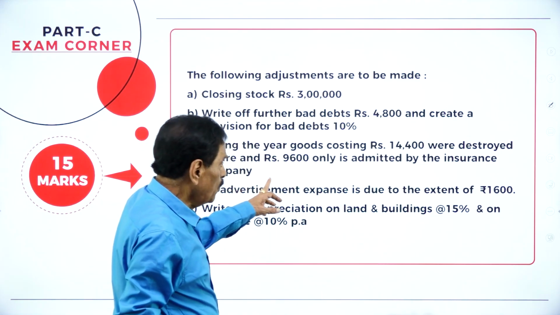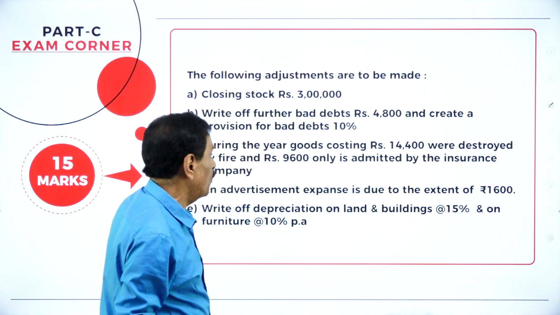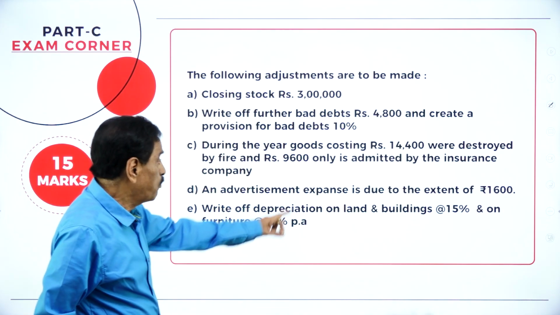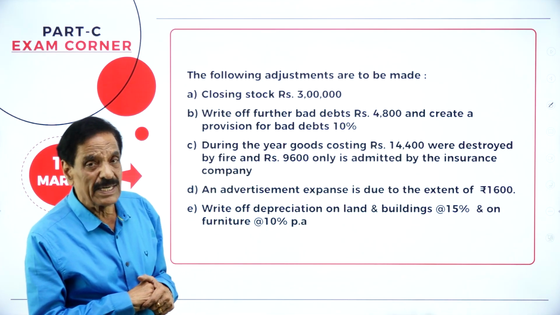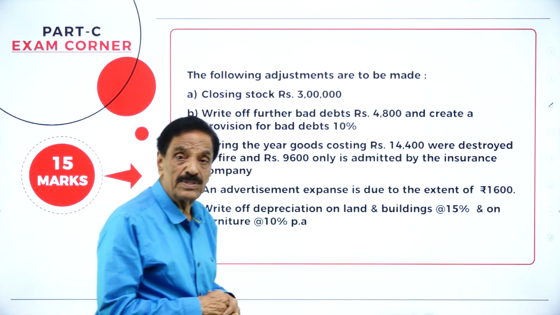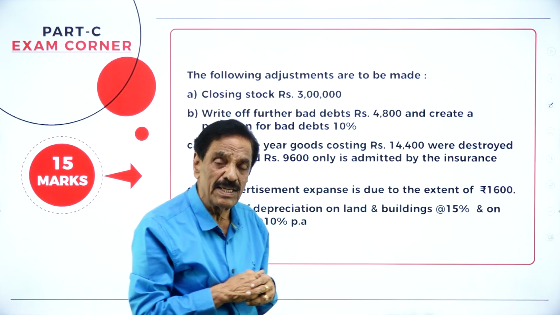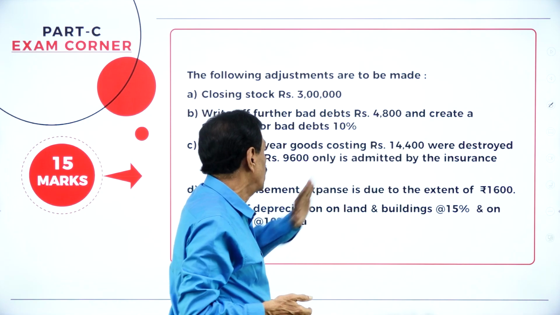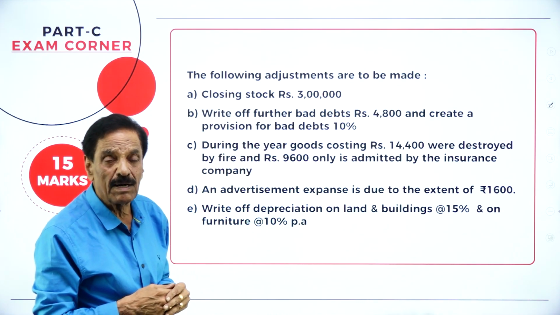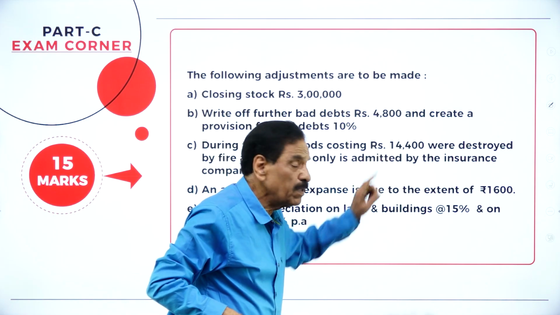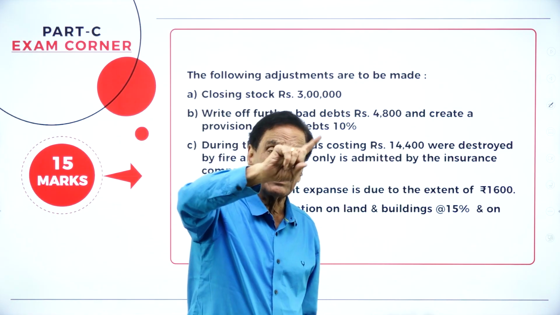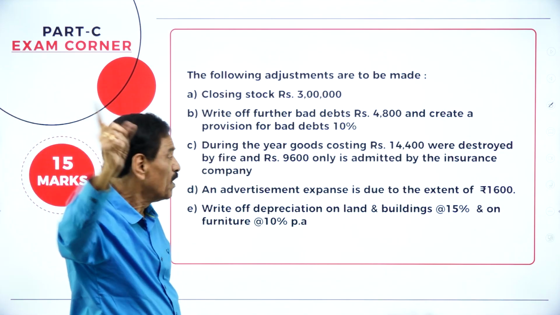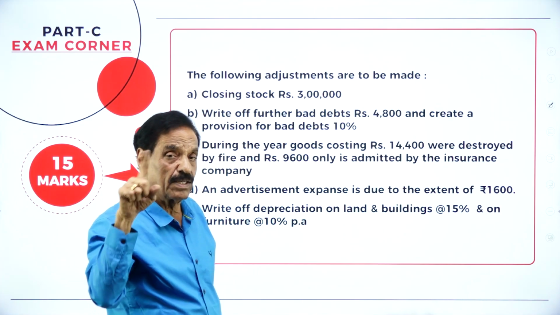Then, during the year, goods costing rupees 14,400 were destroyed by fire and 9,600 was admitted by the insurance company. So 14,400 will come on the credit side of the trading account, and 9,600 will come on the asset side of the balance sheet as due from the insurance company. Whatever the difference, 4,800, is a loss that will come in the profit and loss account, on the debit side.